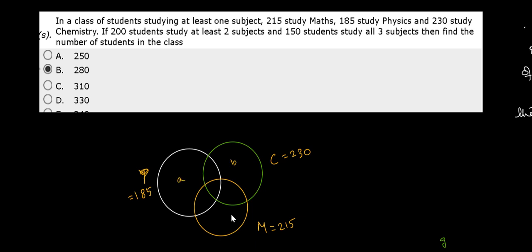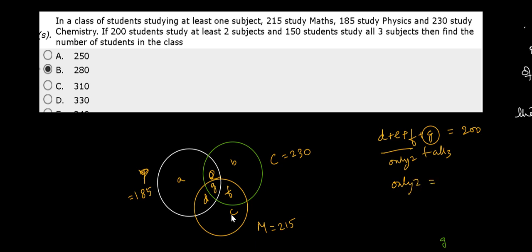That means if I label this A, B, C, D, E, F, and G, then what is B plus C, C plus F, F plus G? B plus G. Only 2 plus all 3 is equal to 200, right? And G is 150, which is all 3. So only 2 is 200 minus 150, that is 50.